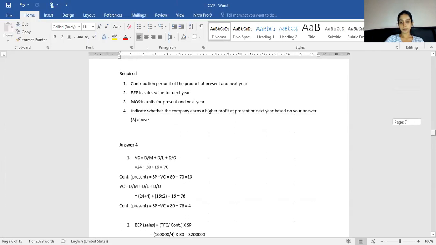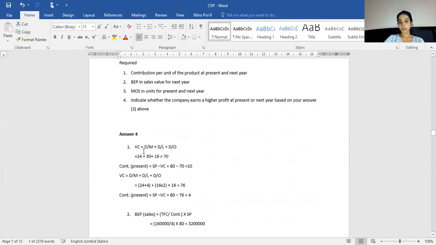Variable cost equals direct material, direct labor and variable overhead. Addition of these three will be the variable cost, 70. So when we deduct this 70 from the selling price, which is 80, 80 minus 70 will give us the contribution per unit as 10. This is for this year, the present situation. And next we have to calculate for the next year.